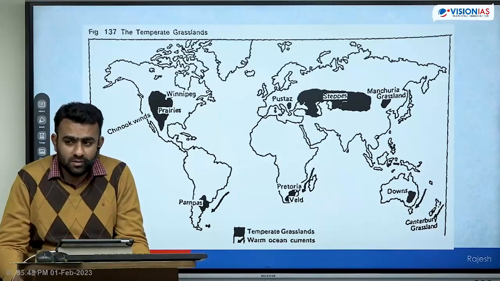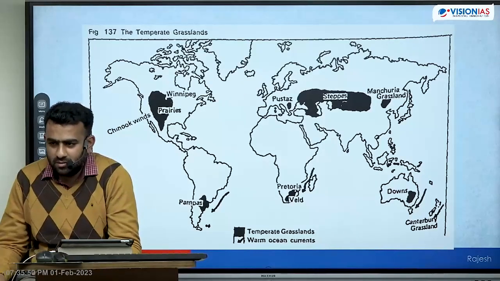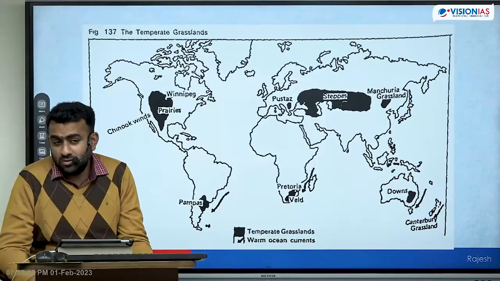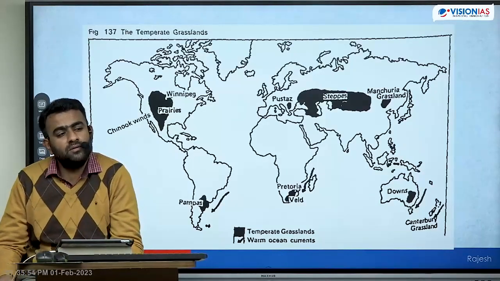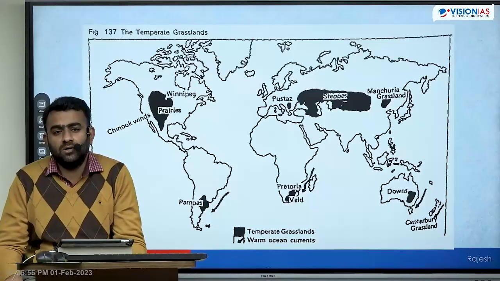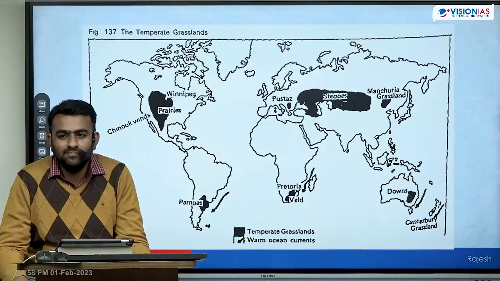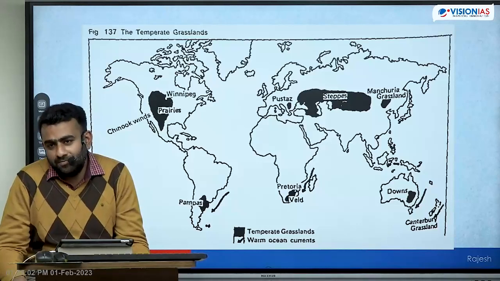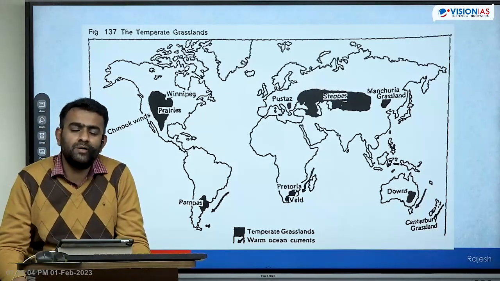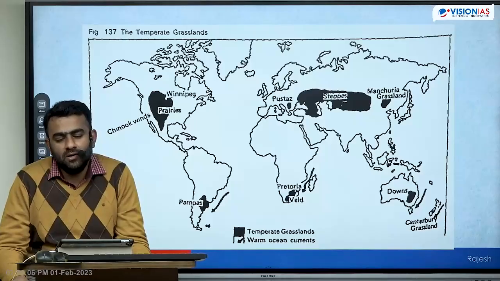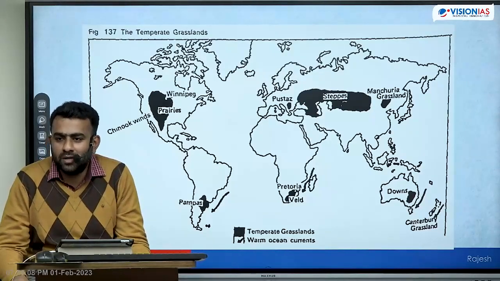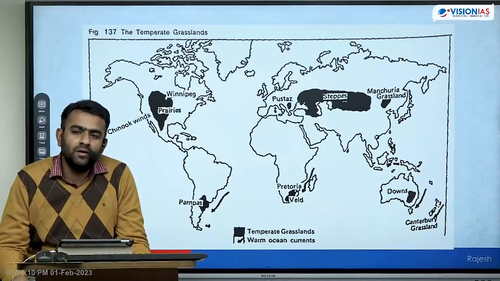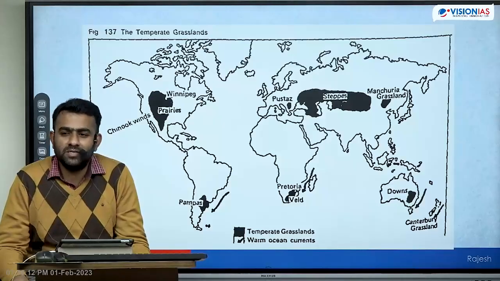There is less है तो green कैसे होगा? It is actually not less rainfall, it is more rainfall. It is more rainfall compared to tropical grasslands. Why? Because the winter is not that dry.